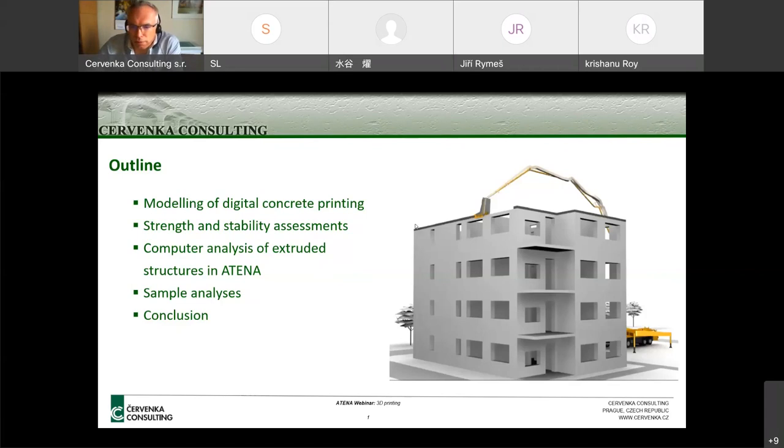So as you see this slide of 3D printing, of course, this is a very forward-seeing idea. We don't make 3D printing in this way currently.